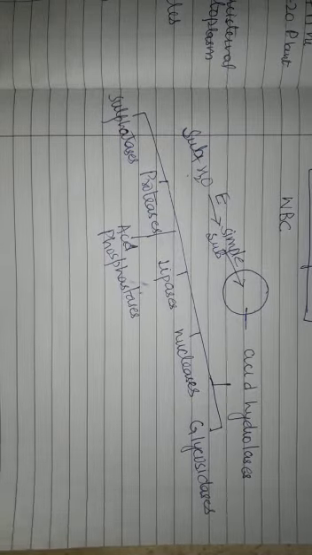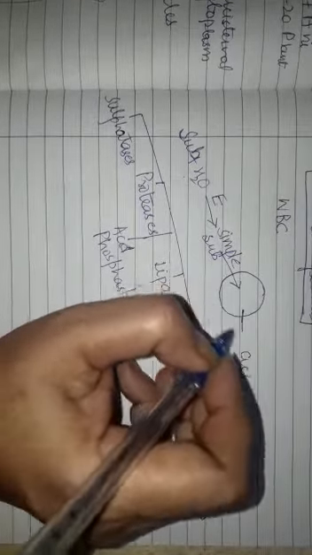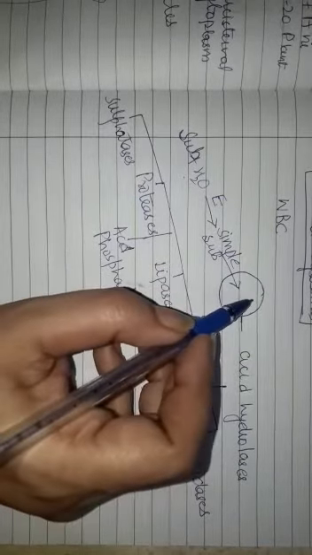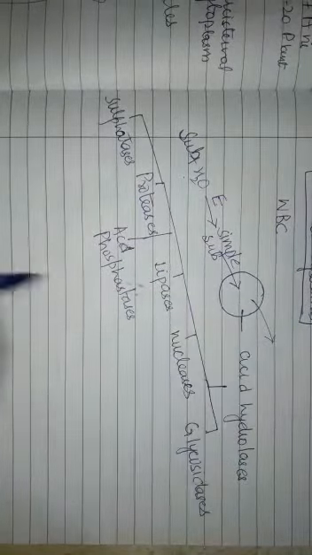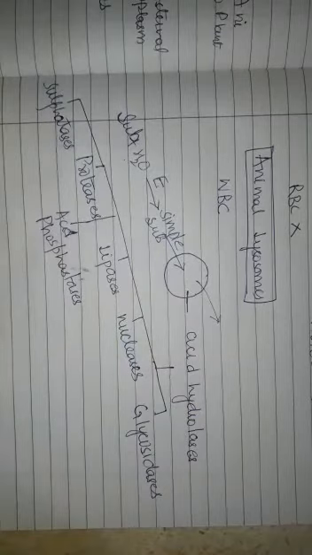Lysosomes store hydrolyzing enzymes, and they are bounded by a membrane. This membrane does not let these enzymes go out into the cytoplasm, because if the enzymes go into the cytoplasm, they will digest their own cell organelles.